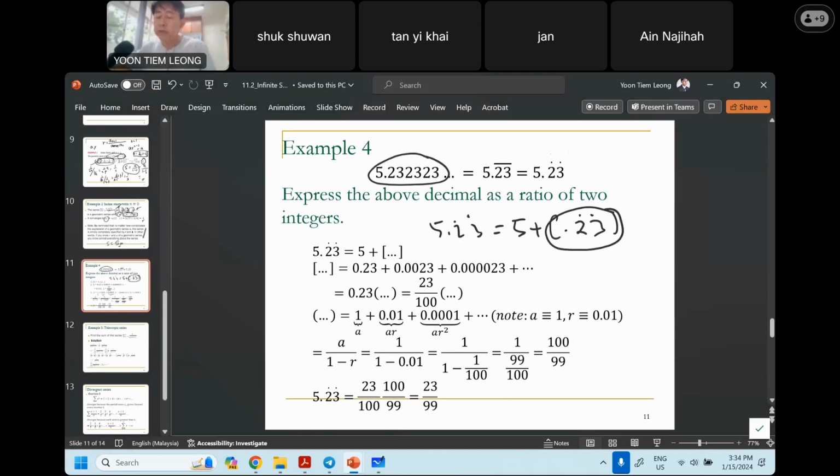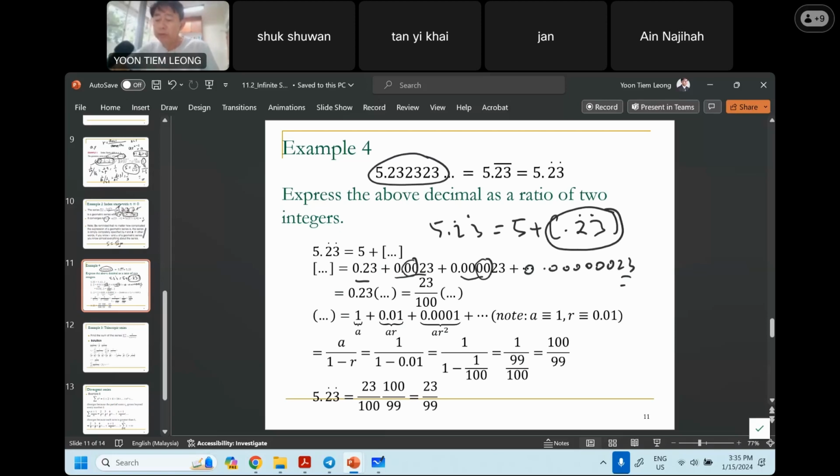The 0.23 part can be seen as the sum of 0.23 plus 0.0023 plus 0.000023. So for the next terms, it's just like 0.00000023. So for every addition of two decimal places of 00, you have another 23 following. So that is how the 0.23 can be understood.